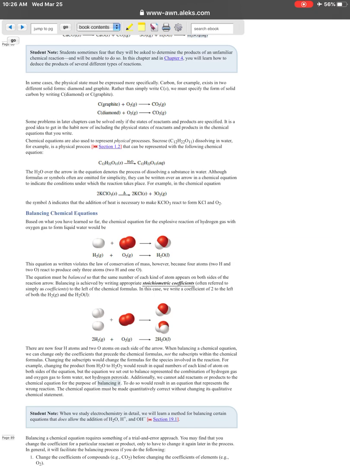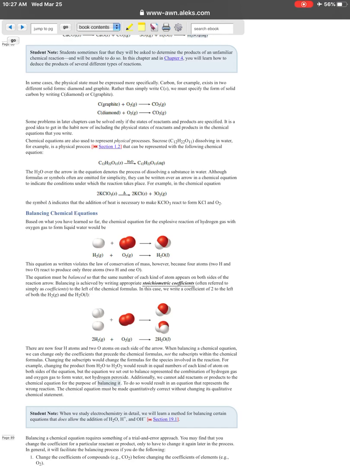When balancing a chemical equation, we can change only the coefficients that precede the chemical formulas, not the subscripts within the chemical formulas. Changing the subscripts would change the formulas for the species involved in the reaction. For example, changing the product from H2O to H2O2 would result in equal numbers of each kind of atom on both sides of the equation, but the equation we set out to balance represented the combination of hydrogen gas and oxygen gas to form water, not hydrogen peroxide.